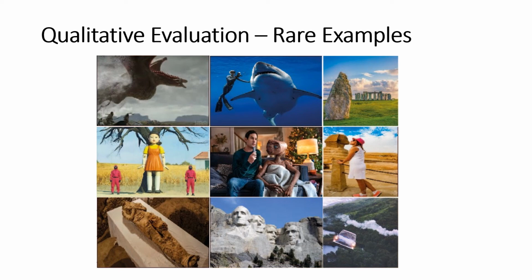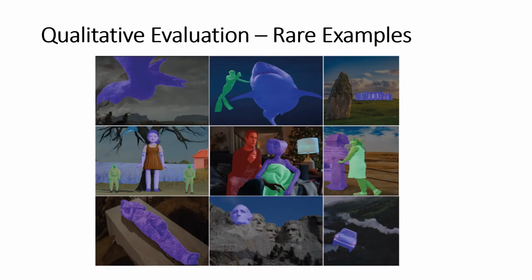Next, we want to show some examples of rare classes that we can now segment since we use a pre-trained language vision model that trains on internet scale data. So we see here some rare examples. For example, we can see a dragon or big doll or E.T., mummy, flying car, etc. And we see the segmentation results now. We see here how different long tail categories can be segmented using our method. More examples can be found in the supplementary material.